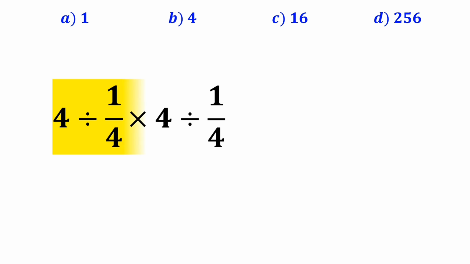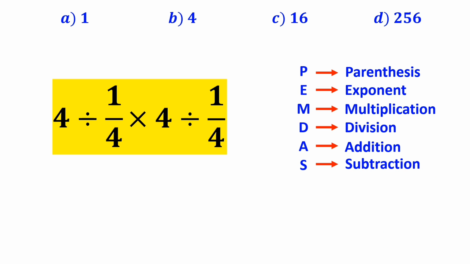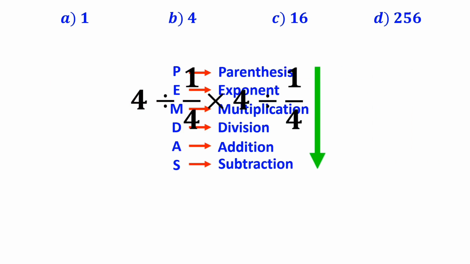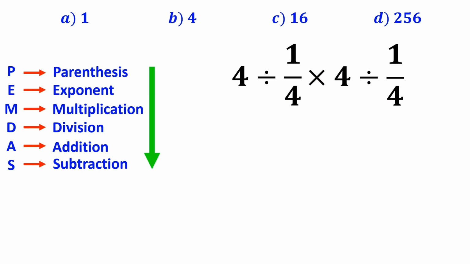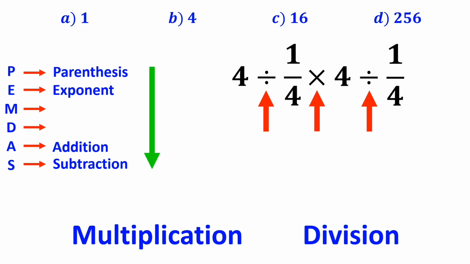To evaluate this expression, we need to apply the PEMDAS rule. It means that we must stick to the correct order of operations and go through it from top to bottom step by step. As you can see in the image, this expression includes 2 divisions and 1 multiplication. It's very important to remember that in the PEMDAS rule, multiplication and division are the same level of precedence.